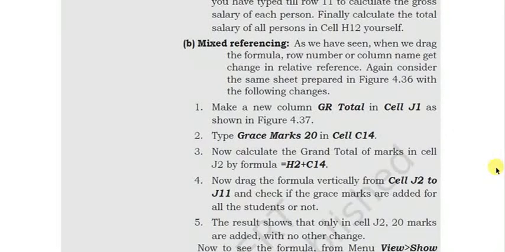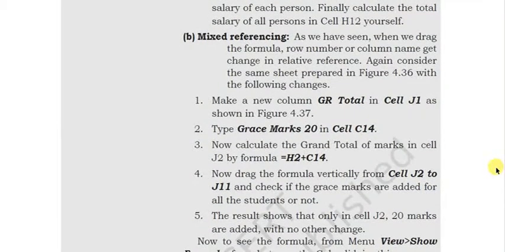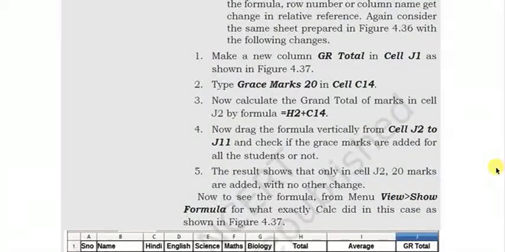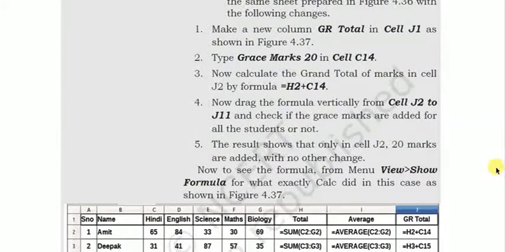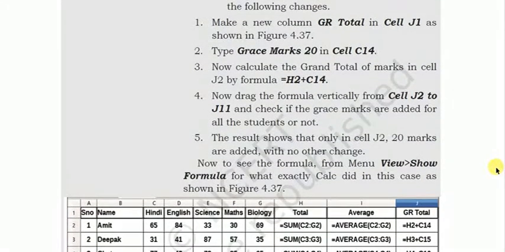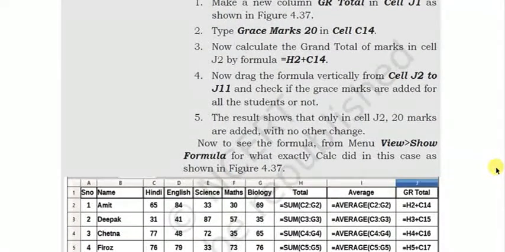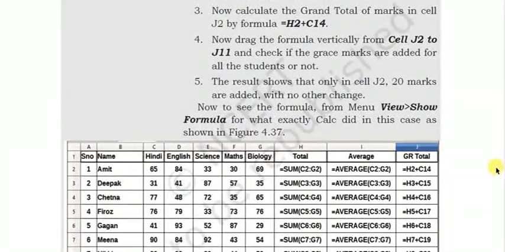Now, mixed referencing. As we have seen, when we drag the formula, the row number or column name gets changed in relative referencing. Again, consider the same sheet prepared in the figure with the following changes. Now, you have to make a new column, the grand total. And you see here, if you enter the formula like this, the first formula is H2 plus C14.